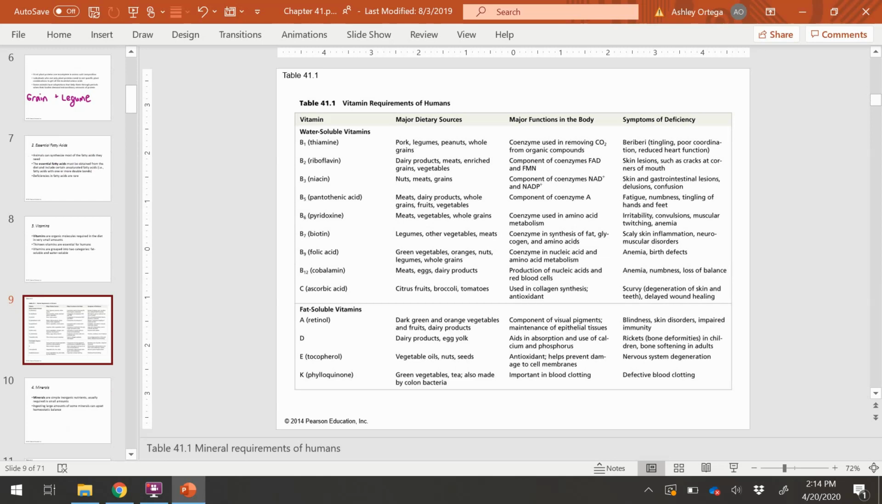You can see dietary sources, major functions in the body, and symptoms of deficiency. And while these are very interesting and very cool, this is nothing I ask you to memorize. So don't try to memorize this chart here.